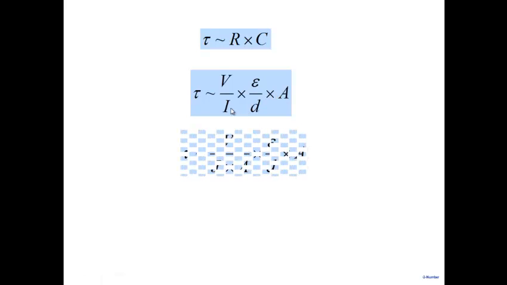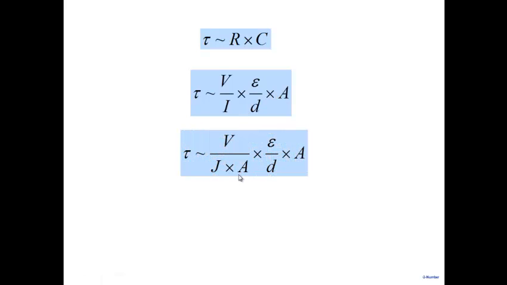Charges are separated by a certain distance and there's a certain area involved. So a simple model for capacitance is here. I can write it as J into A. Note that the areas cancel each other. And what do you get? Tau is inversely proportional to J, often.